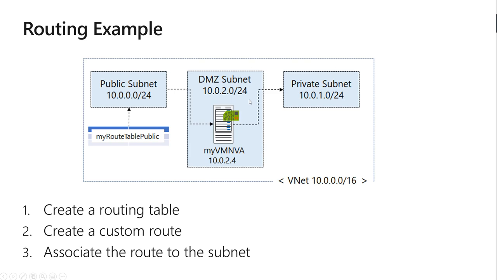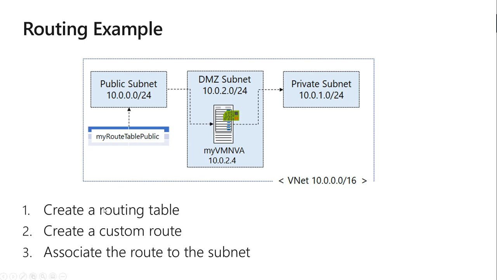So in the DMZ subnet, there is a virtual network appliance, or NVA for short, a VM that helps with network functions like routing and firewall optimization. So you want to ensure all traffic from the public subnet goes through the NVA to the private subnet, right? Like we saw here.